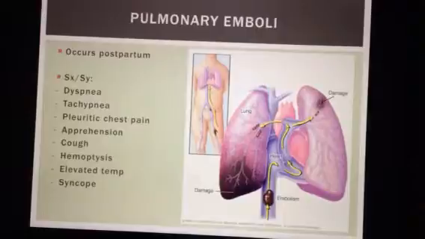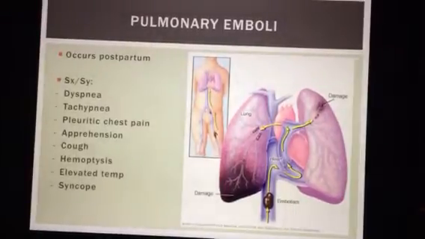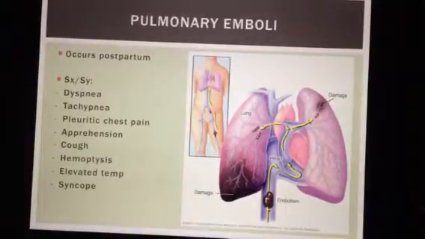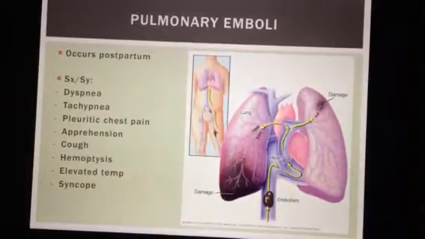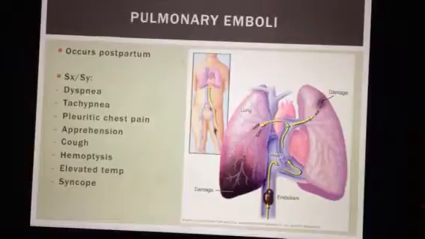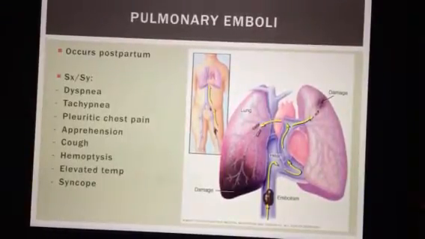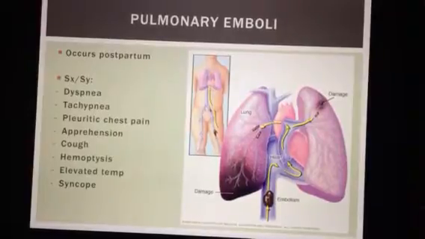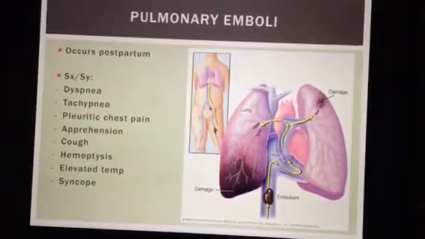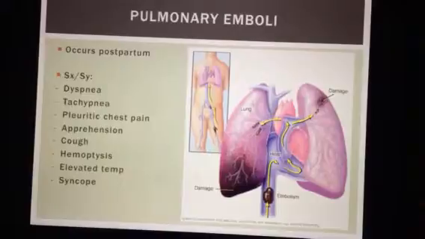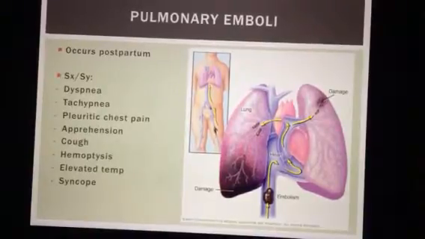A PE, we know, is a clot or former DVT that has become dislodged and traveled to the lungs. Unlike a DVT that typically occurs prenatally, PEs usually occur postpartum, and this is an emergent situation when this occurs because a PE could cause the mother to die. If your patient is experiencing a PE, treatment must begin immediately.